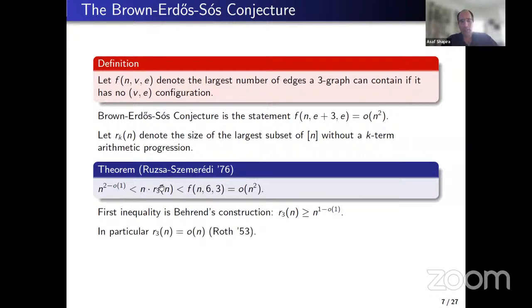So here is a very surprising application of this theorem of Ruzsa and Szemerédi: if you look at these two inequalities, r_3(n) is little o of n, which is of course a famous theorem of Roth. Now, unfortunately, already the next case of the Brown-Erdős-Sós conjecture, meaning the case of 4 edges on 7 vertices, which is called the (7, 4) problem for obvious reasons, is open. And it's probably open for good reason because it implies the notoriously difficult Szemerédi theorem for 4-term arithmetic progressions.